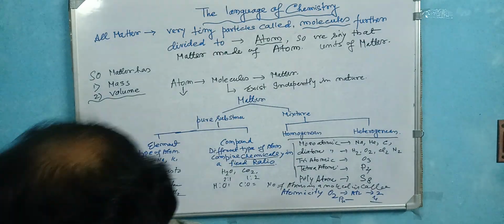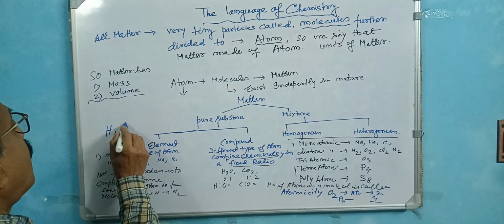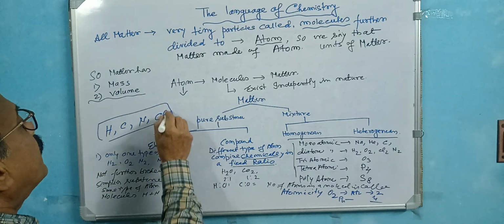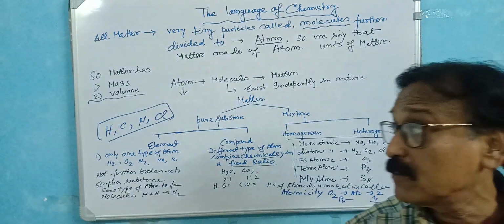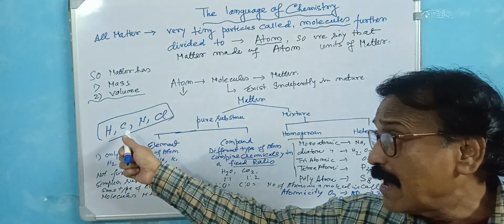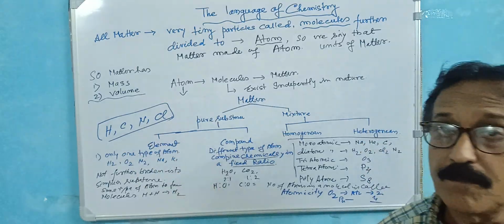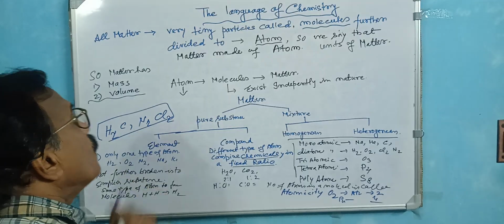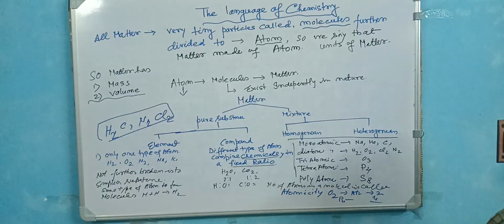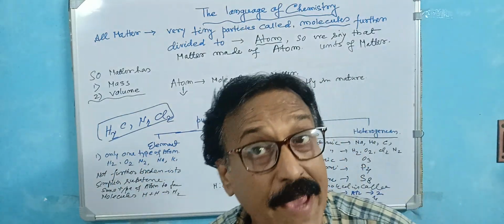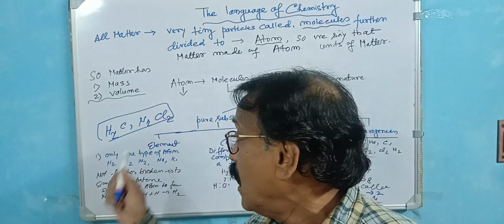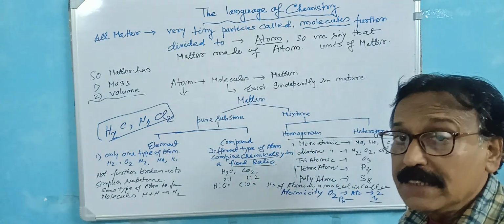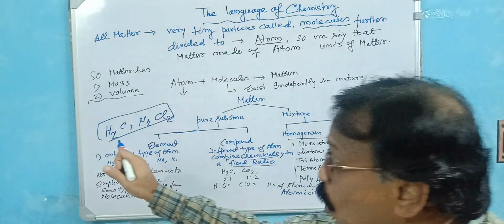Suppose we write here hydrogen, carbon, nitrogen, chlorine; all are elements because these are one type of atom. Here is hydrogen only, here is carbon atom only, here is nitrogen atom only, here is chlorine. You write the molecular form H2, N2, Cl2, because in nature you get H2, not in the form of H, not Cl, not N. You get N2 or Cl2 or H2, but these are all elements because they are one type of atom.